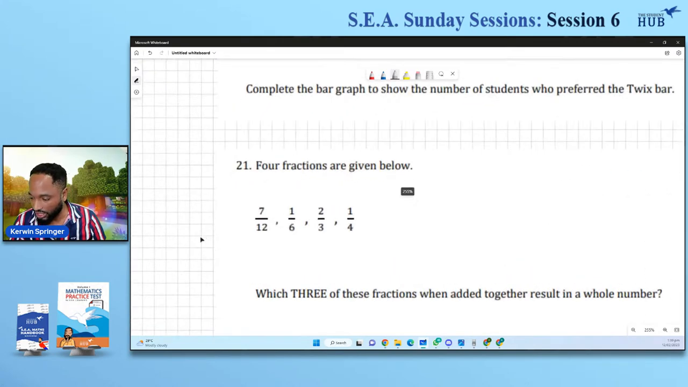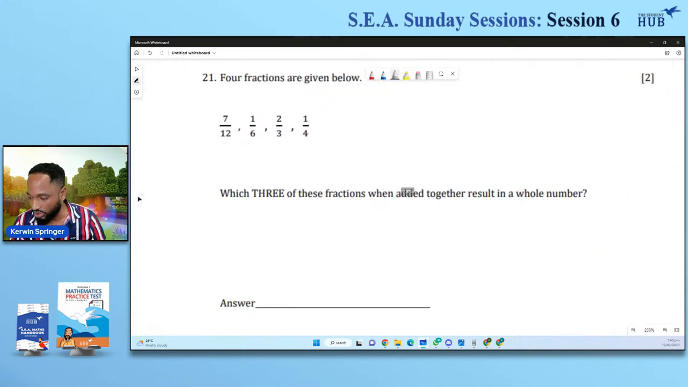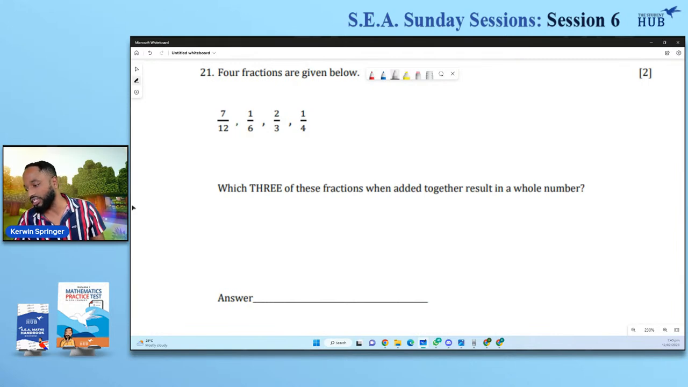Four fractions are given below. We have 7/12, 1/6, 2/3, and 1/4. Which three of the fractions, when added together, result in a whole number? So we need to examine these fractions and see how we can squeeze out a whole number here. Well, this is like 25%. This is like 0.25. So I'll need 3/4 again to make this happen. Where can I get 3/4? Is 1/6. Maybe I can try changing all of them out of 12 to see what happens.